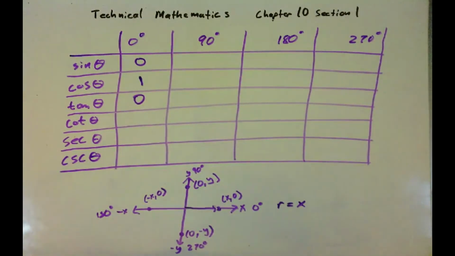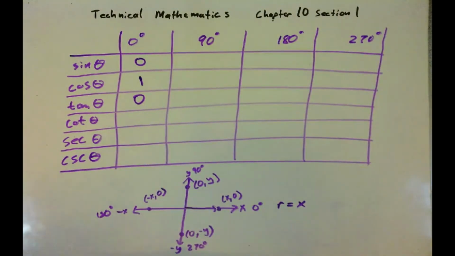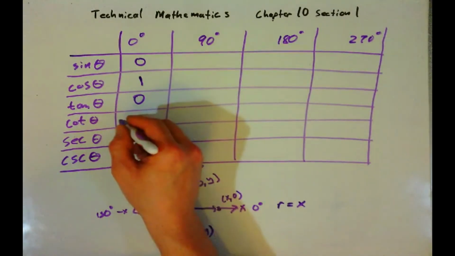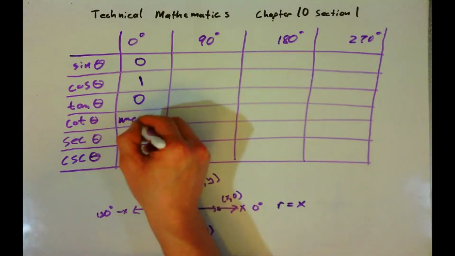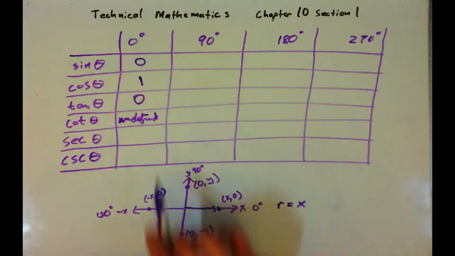Now when we look at cotangent, cotangent is the adjacent side divided by the opposite. The adjacent side is some positive value x, and the opposite side is 0. And so some positive value x divided by 0, that's undefined. So the cotangent of 0 degrees is undefined. We cannot divide by 0.